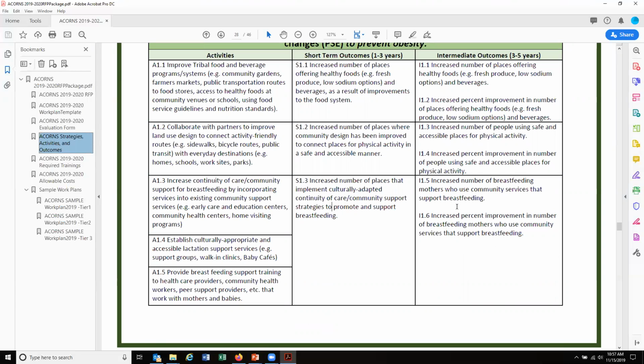And then my intermediate outcome, these are really similar. It's increased number of breastfeeding mothers and then increased percent improvement. So if we went from 5% of mothers breastfeeding to 10% of mothers breastfeeding, that would be a 5% increase. So there's a percentage increase that we're looking for, as well as just a basic number increase. So you can select either one of those, whichever one you feel like you could track or evaluate more easily. So you would just move across the table for whatever your activity is, then its associated short-term outcome, and then its associated intermediate outcome.